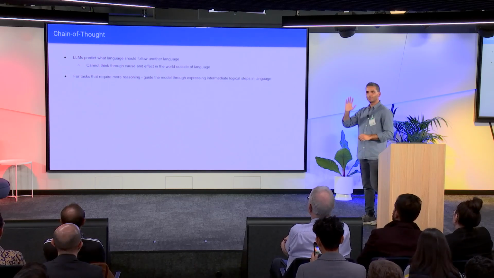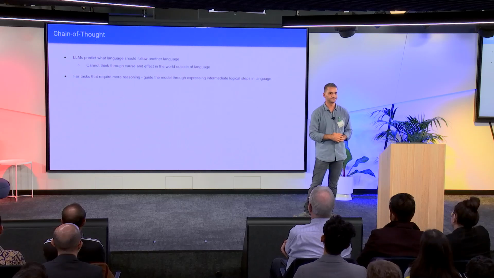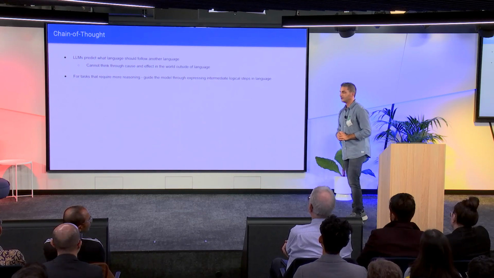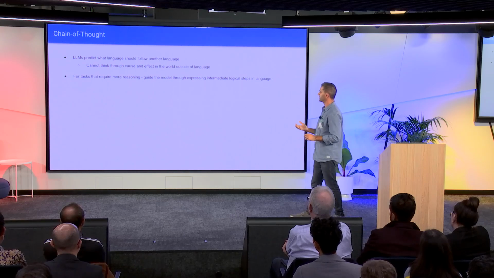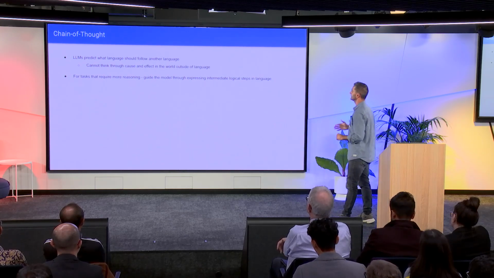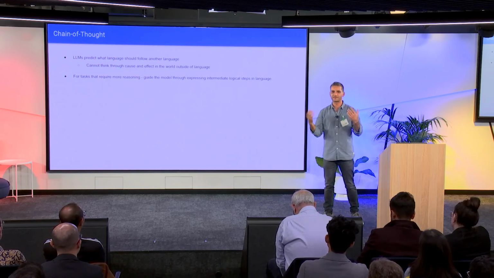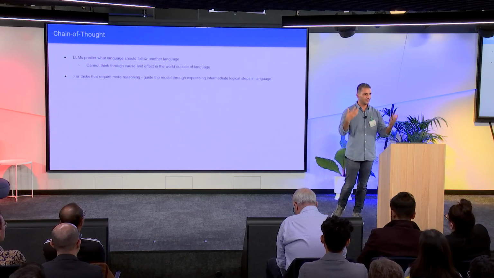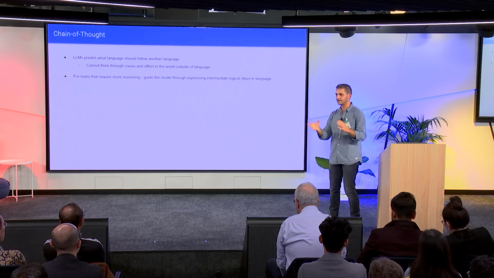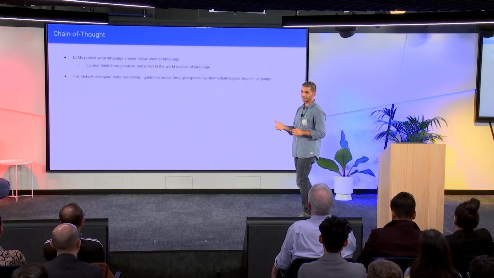Does anyone here know what chain of thought is, chain of thought in prompt engineering? So this basically means LLMs predict what language should follow other language, right? So it cannot think through the cause and the effect in the world outside language. You ask a question, it will just respond back to you in whatever it understands from the language. So for tasks that require more reasoning, right?